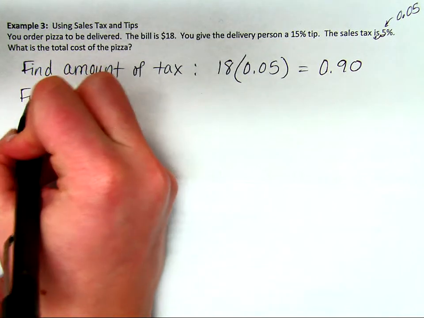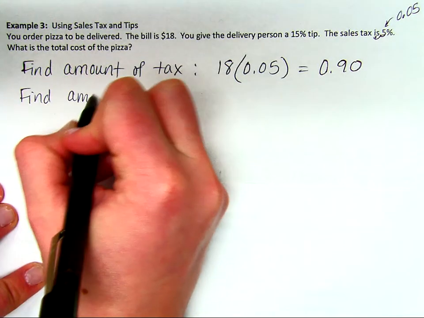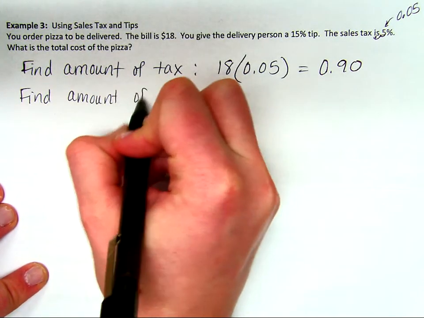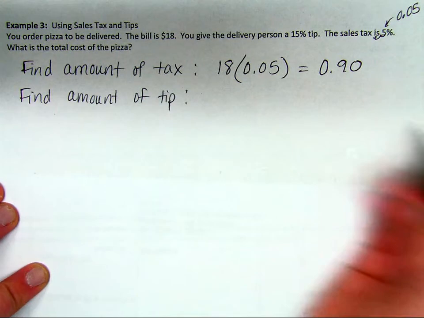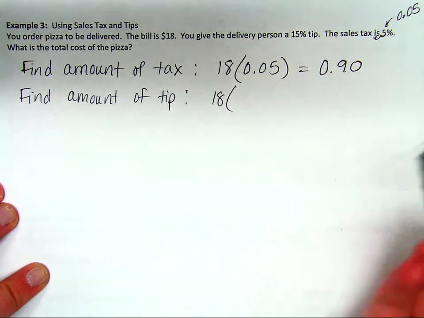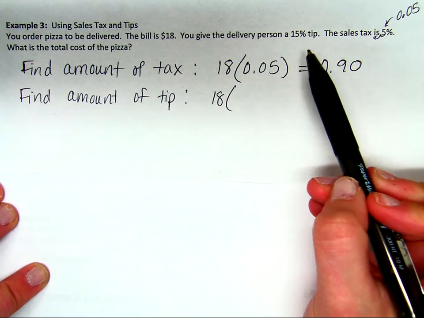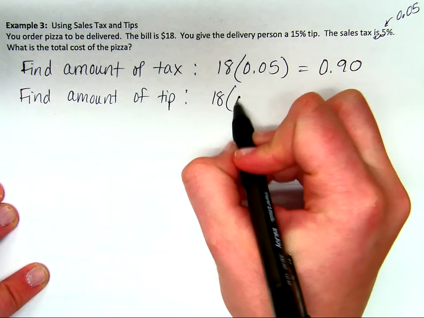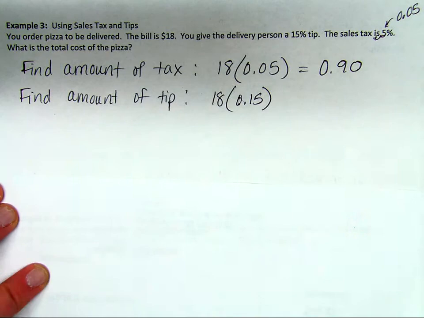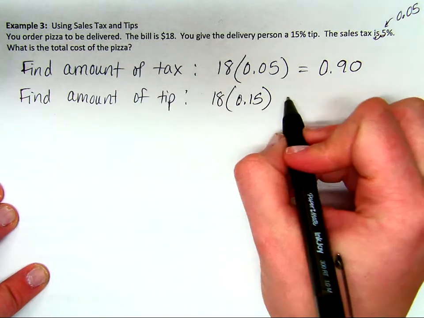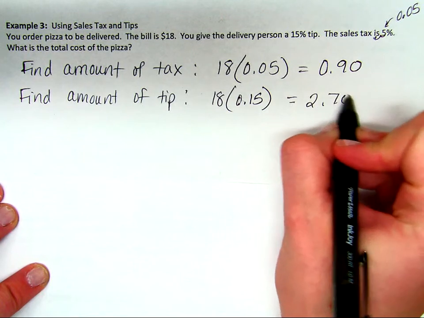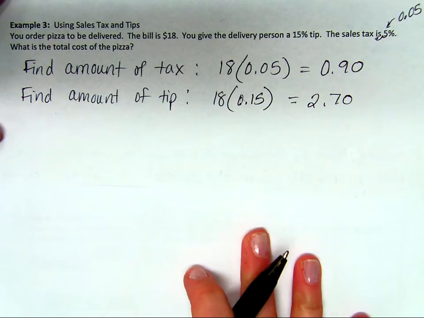Then I need to find the tip amount. So I'm going to take that 18. I need to now find 15% of my total, which is 0.15 of 18. So you multiply, and you get $2.70. Okay, so I've got my tax and my tip.